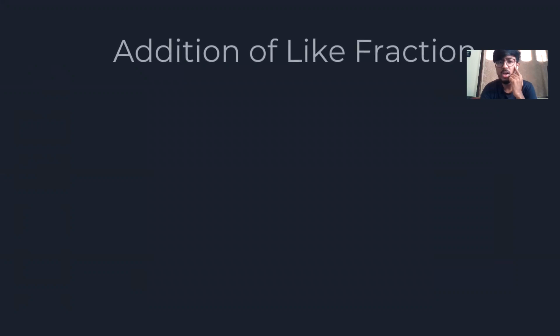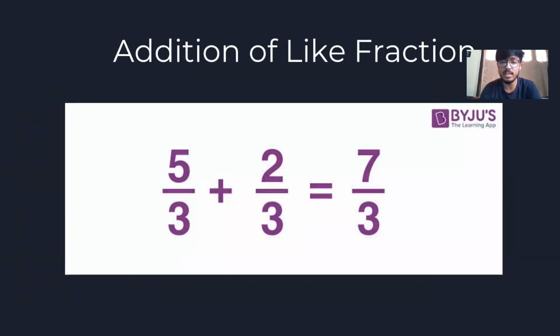Now let's see how to add like fractions. As you can see in the example, there are two fractions, 5 by 3 and 2 by 3. The first fraction has numerator 5. In the second fraction, the numerator is 2 and the denominator is 3.